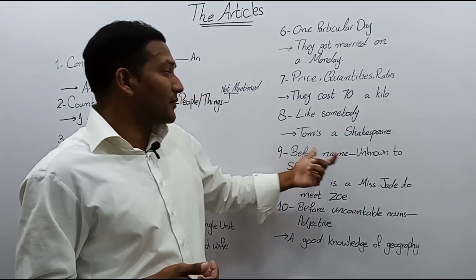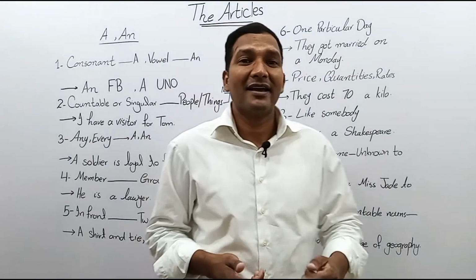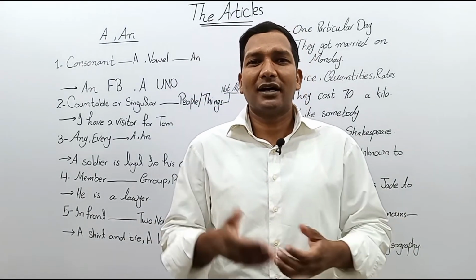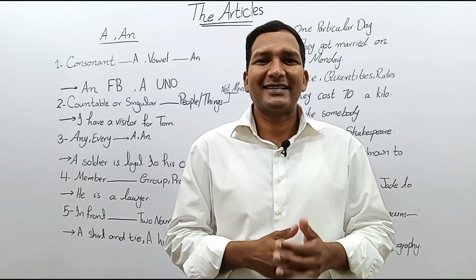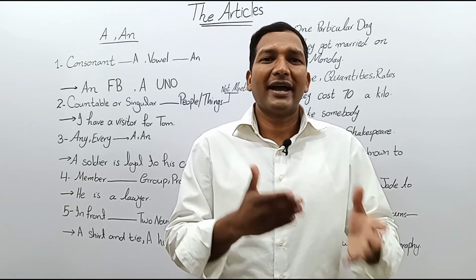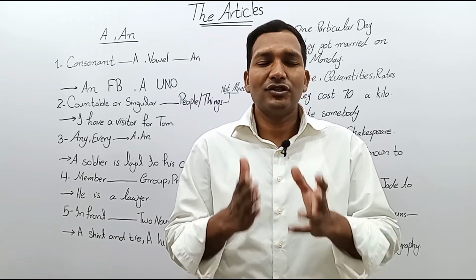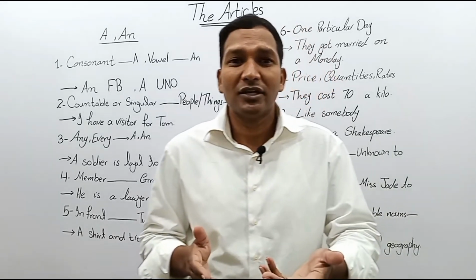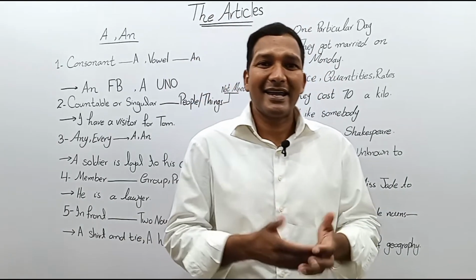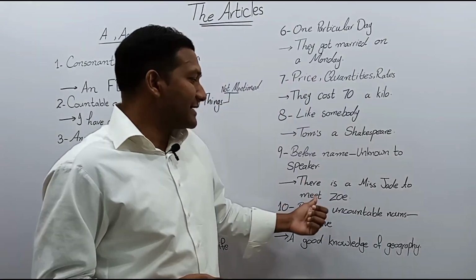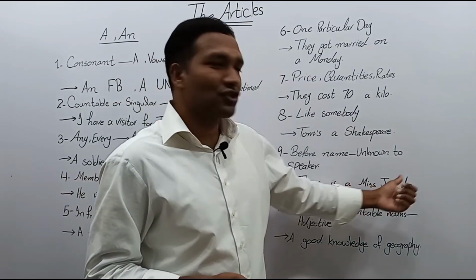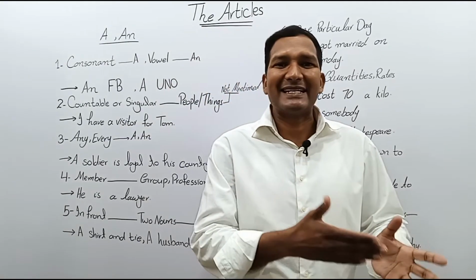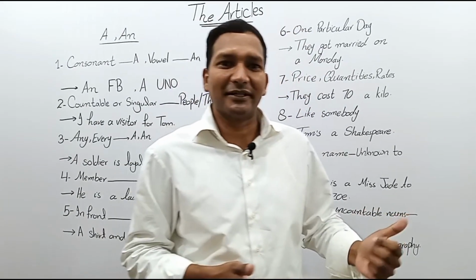Point 9, before name of unknown speaker. When you are talking about a person who is unknown to you, you use article A or AN. I'm repeating that. When you are talking about a person who is unknown to you, you use article A or AN. For example, there is a Miss Jade to meet Zoe means Miss Jade is unknown to the speaker.